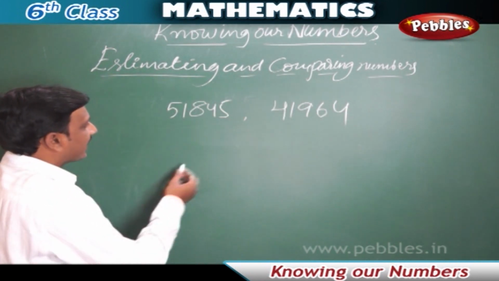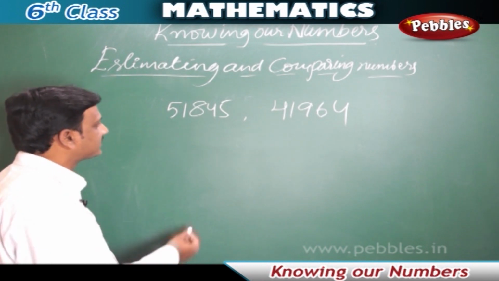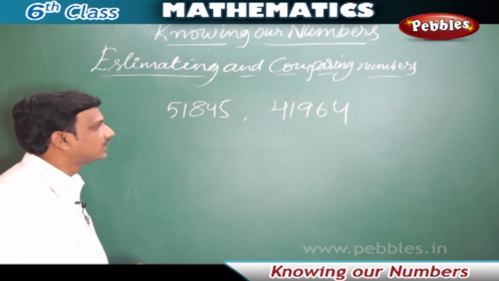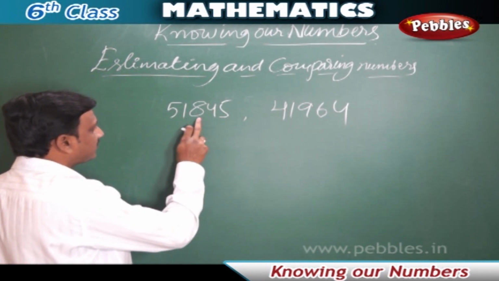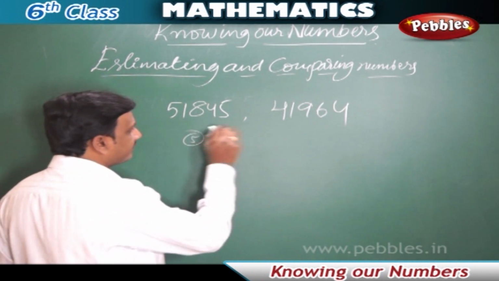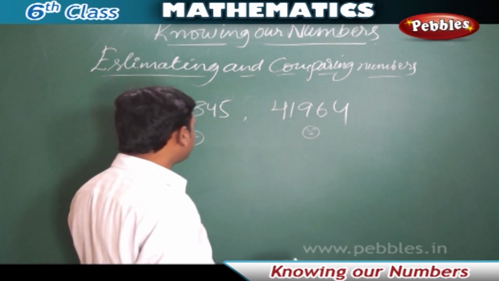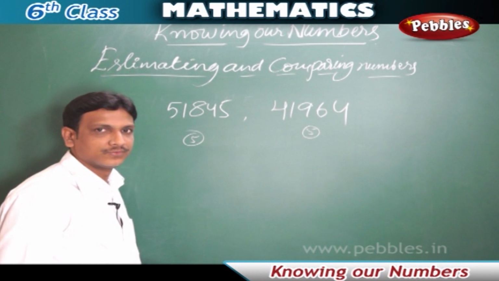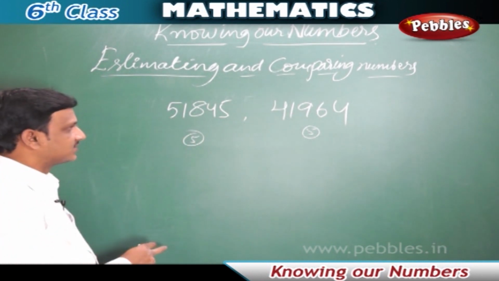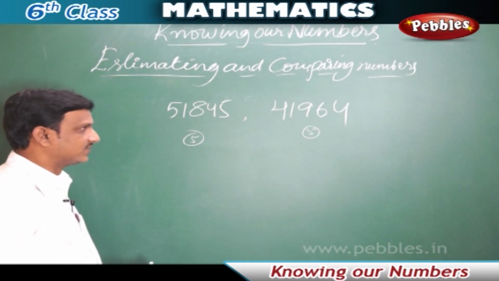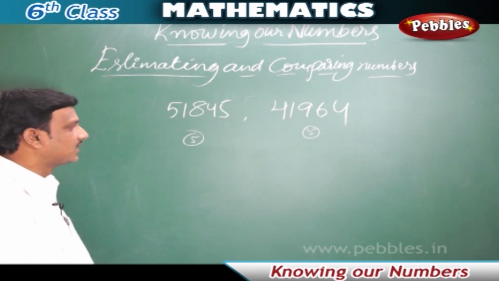Now, here we have 2 more numbers. Now we have to identify which is the smallest and greatest among these 2 numbers. Here both the numbers have the same number of digits, 1, 2, 3, 4, 5 digits, and even this one, 1, 2, 3, 4, 5 digits. So can we say both the numbers are of equal value? No. If both the numbers are having the same number of digits, how do we find which is the smallest and which is the greatest?